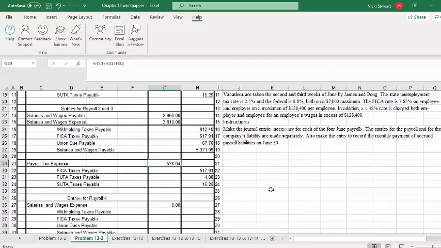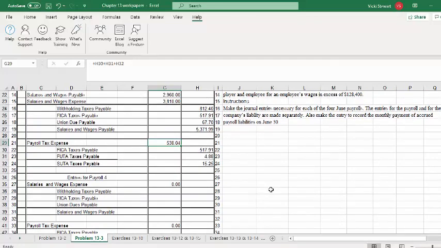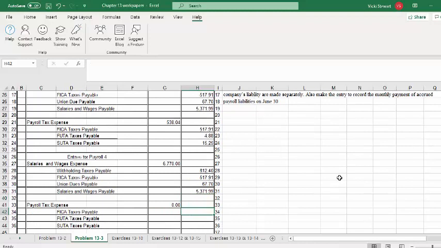In payroll entry for week 4, the employees are no longer on vacation, so all of the payroll for salaries and wages will go to the expense account, and we would record the same amounts for the withholding for federal, FICA, union dues, and then our net pay. And our payroll tax expense for the 4th week would again be the same amounts.